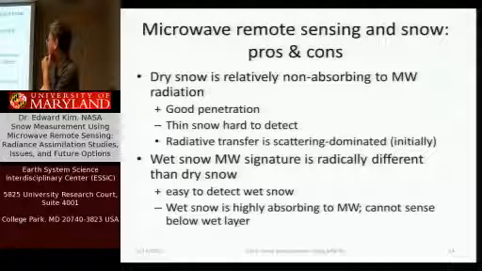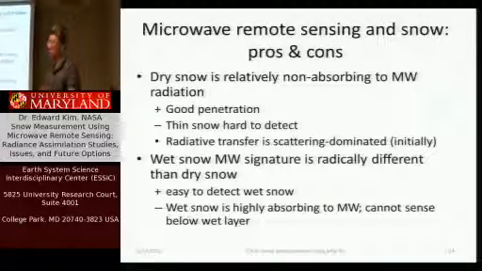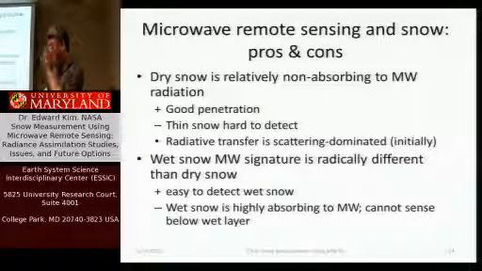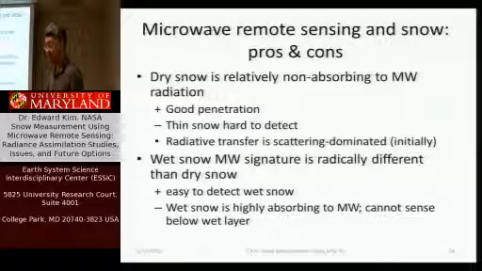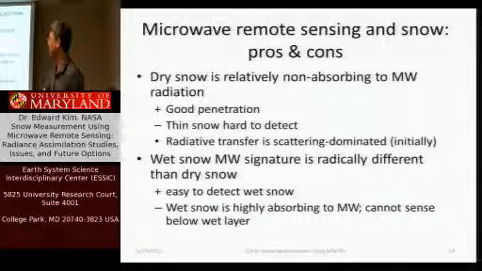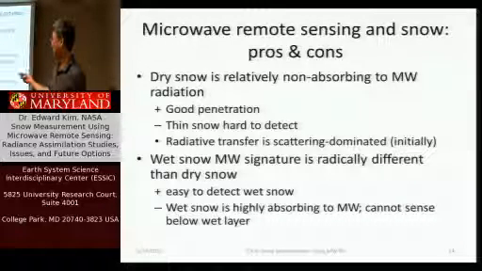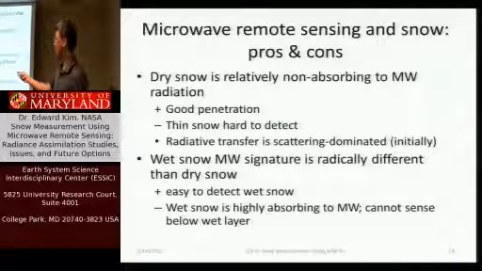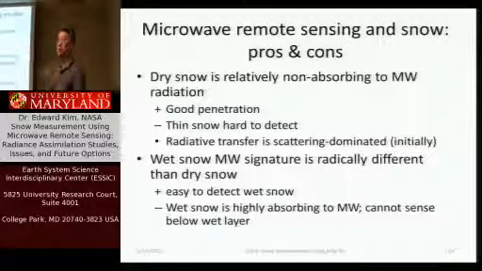Okay, so some more pros and cons. Dry snow is relatively not absorbing microwaves. So that's not necessarily true for all targets. Soil moisture, for example, wet soil is actually very absorbing. So it's a different electromagnetic problem, if you will. The character of the problem is different. So the fact that snow's not very absorbing means that microwaves will penetrate pretty far into a snowpack. It also means, on the other hand, that if you're looking for thin snow, you'll see right through it. And it's difficult to detect thin snow.